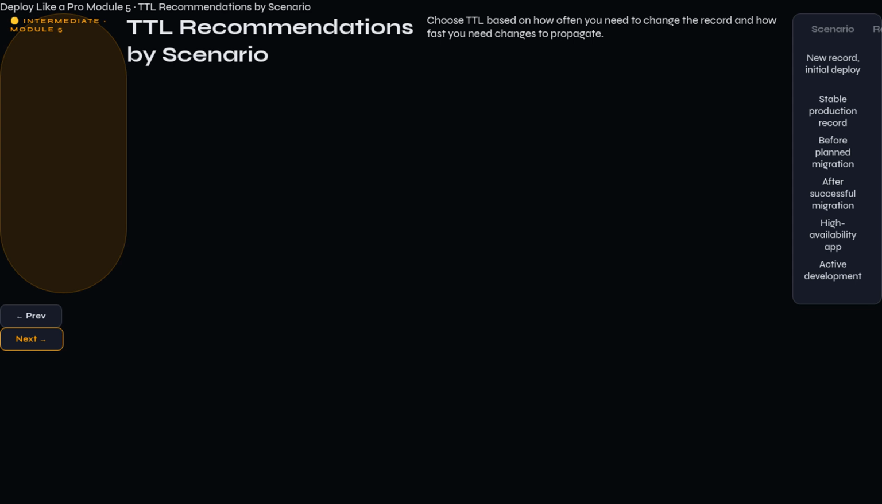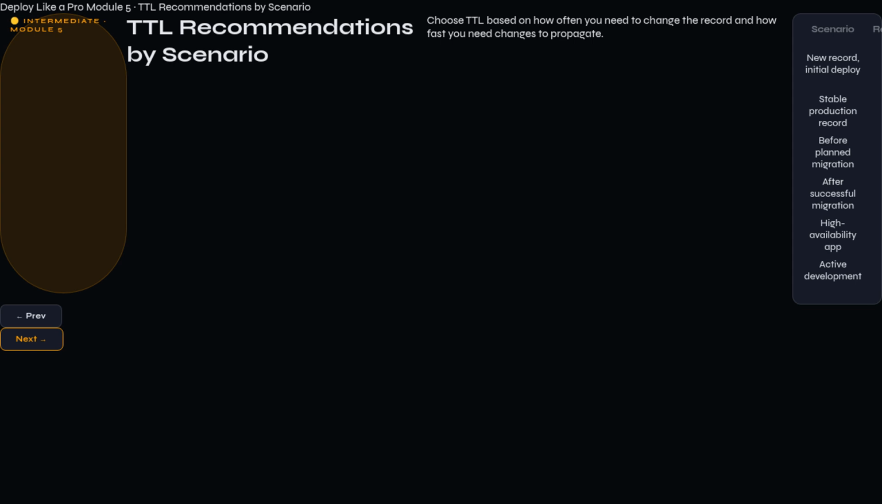Before any planned server migration, lower to 60 seconds at least the old TTL duration in advance. If the current TTL is 3600, wait 3600 seconds after lowering before making the IP change. After a migration is confirmed stable, raise back to 3600. You no longer need rapid propagation and the lower TTL is just unnecessary overhead.